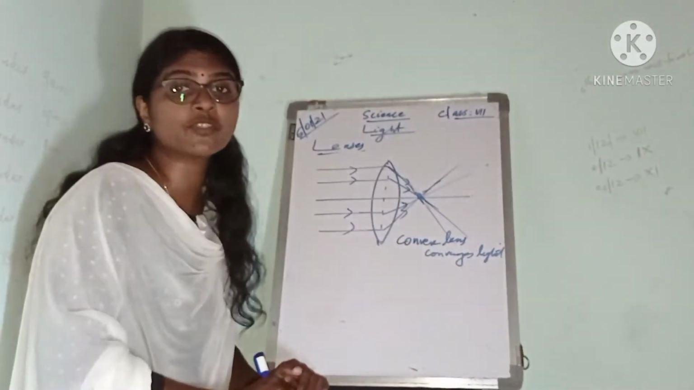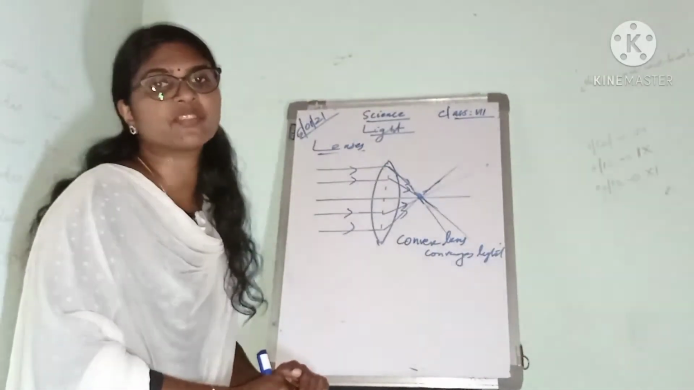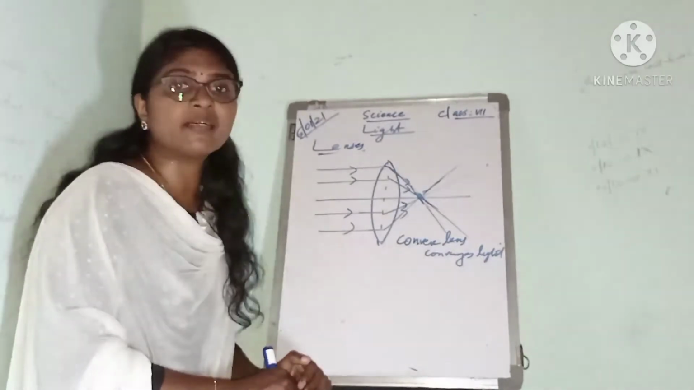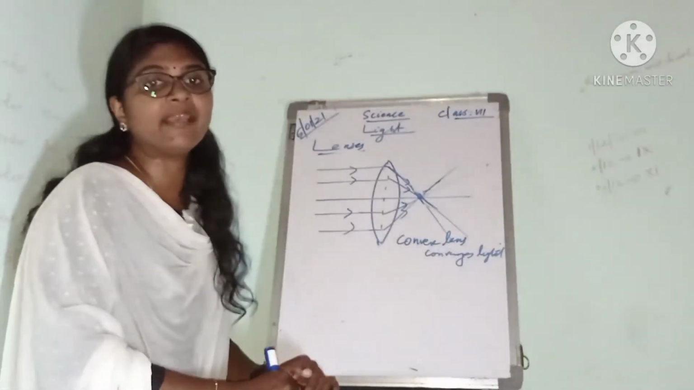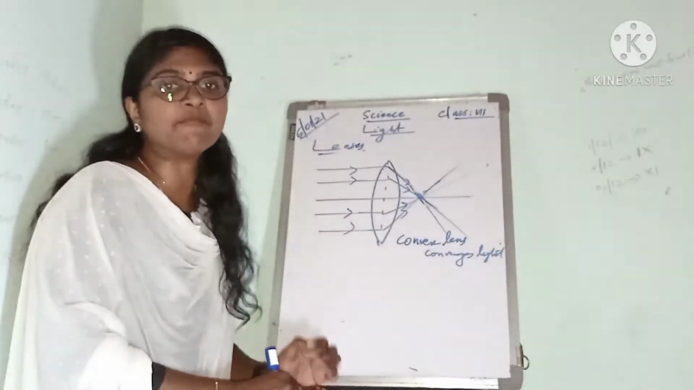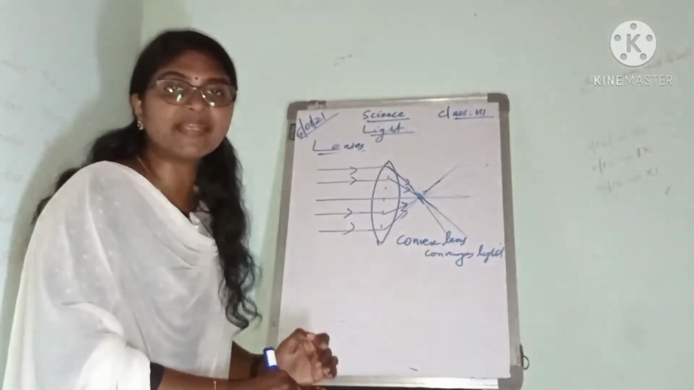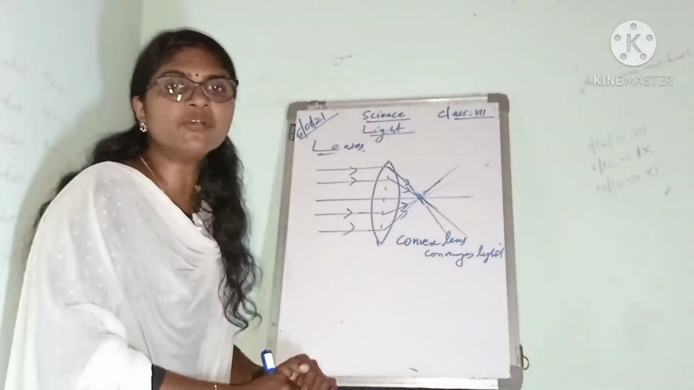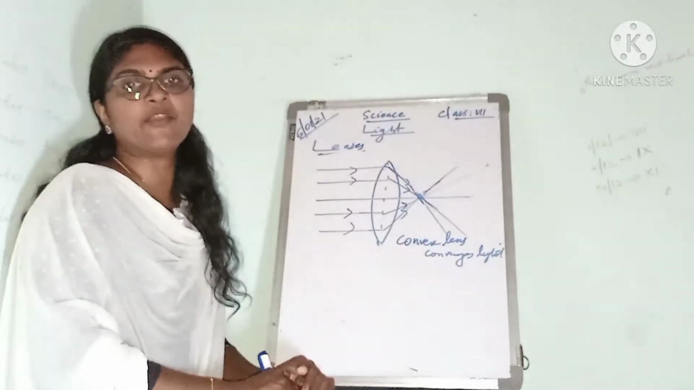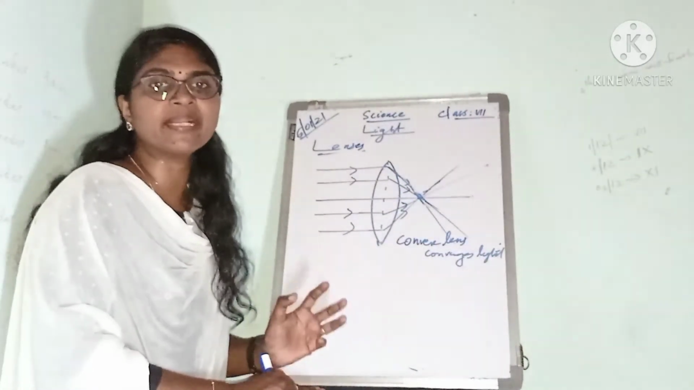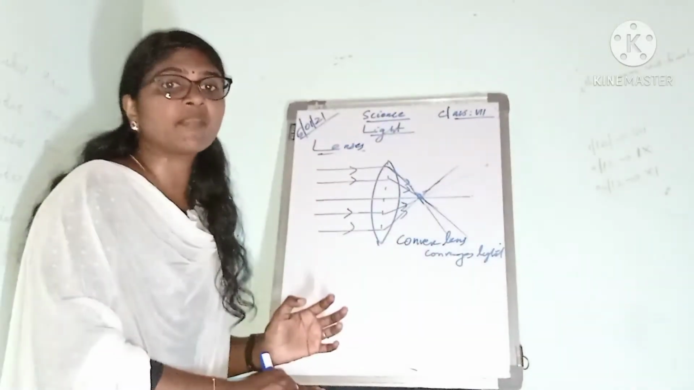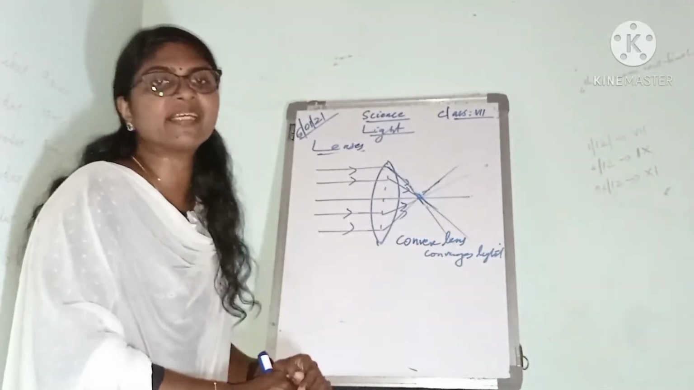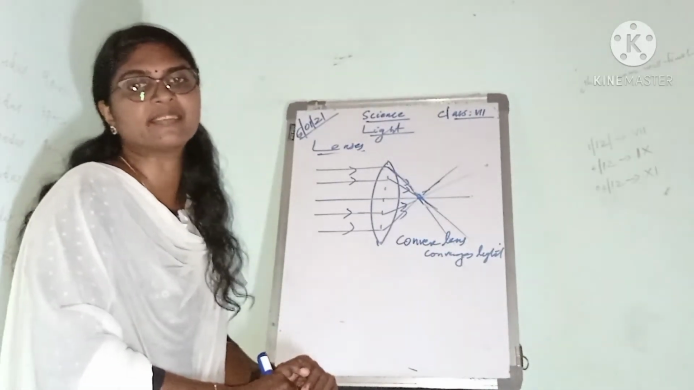It is also used in microscopes. People who are not able to see nearby objects clearly, or who are not able to read a book comfortably, have to use spectacles made of convex lens.